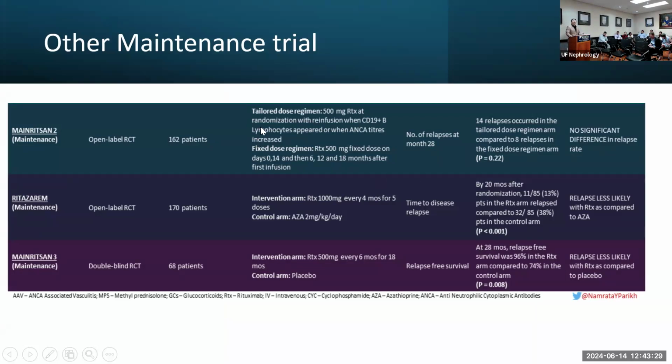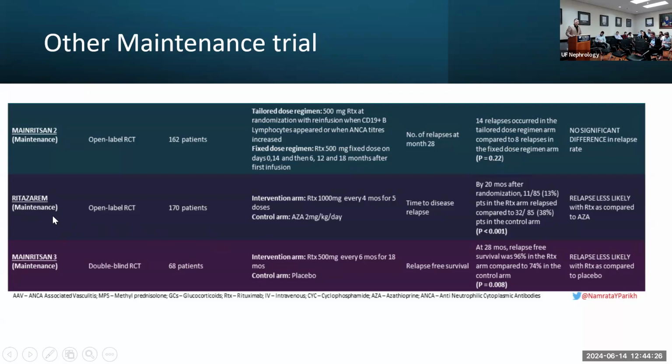The other maintenance trial, MAINRITSAN 2, compared a tailored dose and a fixed dose regimen of rituximab. They gave 500 milligrams at randomization with infusion, and then they followed the CD19 lymphocytes and the ANCA factor, and they gave the dose accordingly. The fixed dose regimen means we don't care about whatever you have, you just give a 500 milligram dose at day 0, day 14, and then 6, 12, and 18 months. The primary endpoint is the number of relapses at month 28. There were 14 relapses in the tailored dose regimen and 8 relapses in the fixed dose regimen. That p value is not significant.